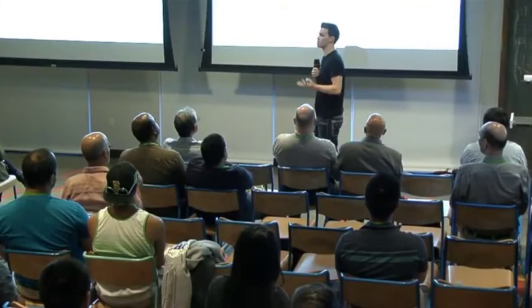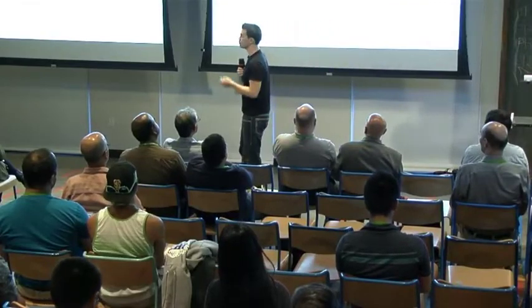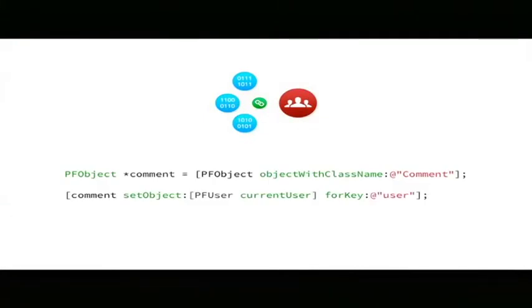First of all is one-to-many relationships. How would we do that in Parse? Well, we've actually already done a few of these, and it's really, really simple. You simply create a PF object, and to create a relation to another PF object, you just set it as the value for a key. Here, we're tying a user to a comment by saying set object PF user current user for the key user. If I wanted to tie a comment to a post, I'd do the exact same thing. I would say set object some post object for the key post. And it's that easy. For many-to-many relationships, though, it becomes a bit more complicated.